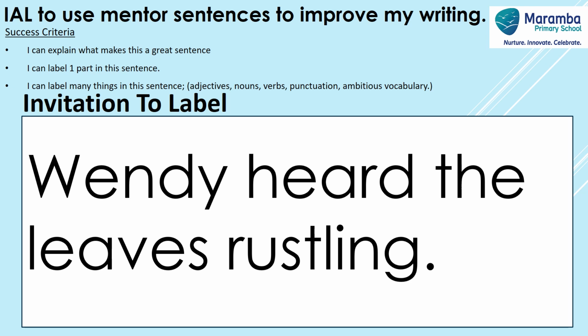Okay, let's move on to invitation to label. Now, to be successful here, we need to explain what makes this sentence a great sentence. We need to be able to label one part of the sentence, or you might be able to label many parts of this sentence, thinking about adjectives, nouns, verbs, punctuation, and ambitious vocabulary.